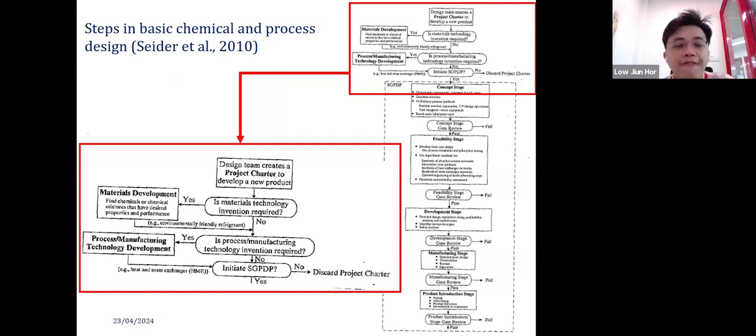Okay, the second framework is this one. The framework here is proposed by Cider. This is also a framework that we can refer to in order to initiate the chemical plant design. First, we start with the project charter. What is the project charter? It means you need to identify the need. You need to know what product you want to produce, what you actually want to do in your chemical plant design. This is what we call the project charter.